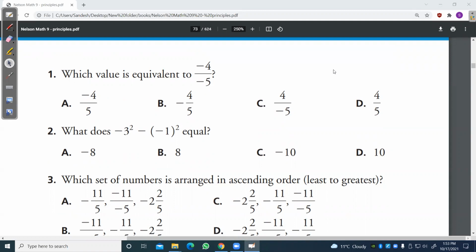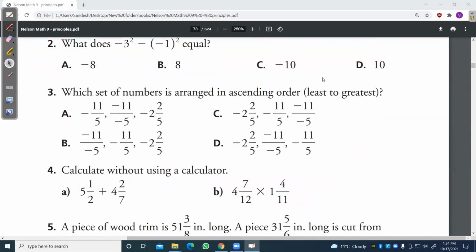Is it -10? Yes, it is. Did you plug that in the calculator? Or how did you get it? I just did it in my head, I guess. All right. This one is a little bit annoying.